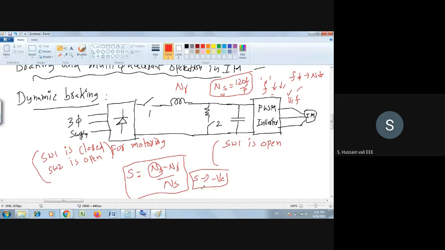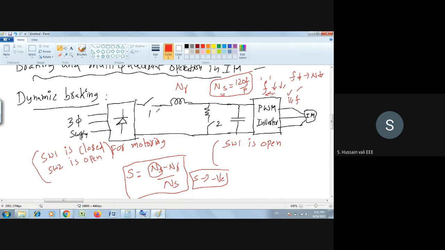See, power positive means the power is going from the source to the load. If power is negative, then the power is going from the load to the source. That's important. It is going in the opposite direction. So when it is going in the opposite direction, what is the status here now?